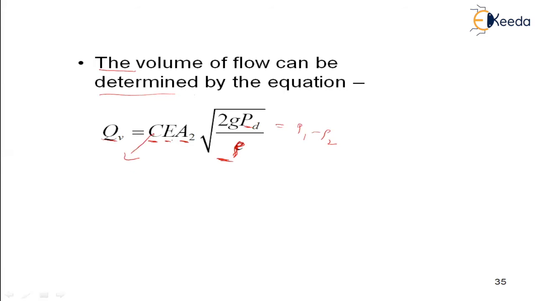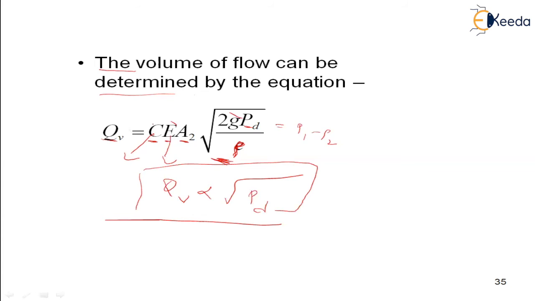E is the velocity approach factor, my dear students. A is the cross-sectional area of the pipe, g is the acceleration due to gravity, and rho is the density of the liquid. As I told you, the volume flow rate is directly proportional to the pressure differential. This is the formula you are going to use.